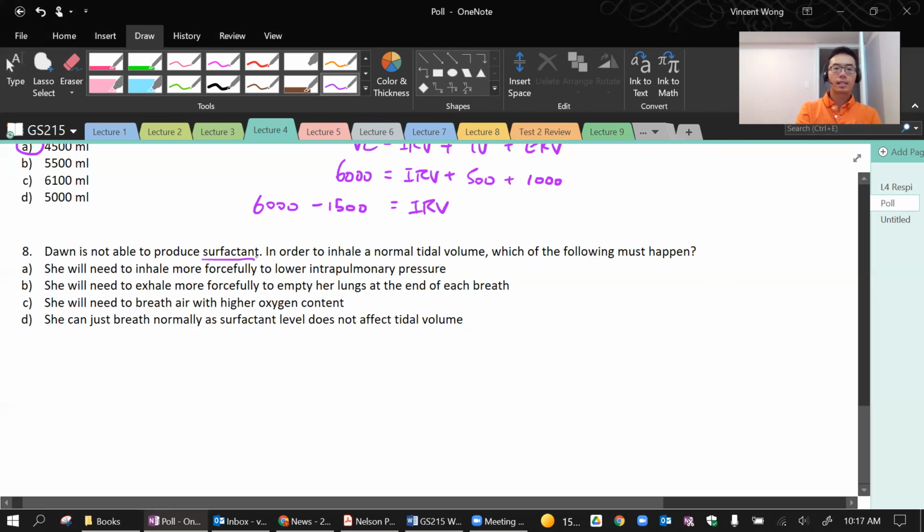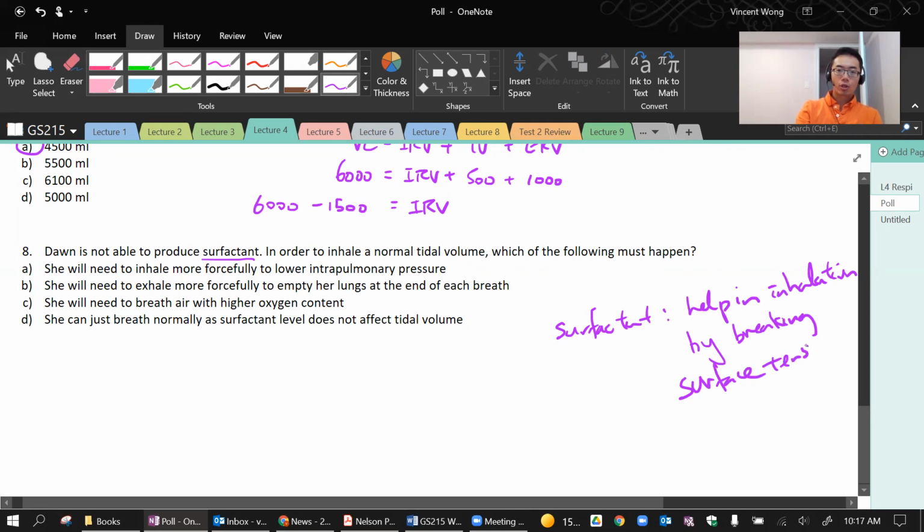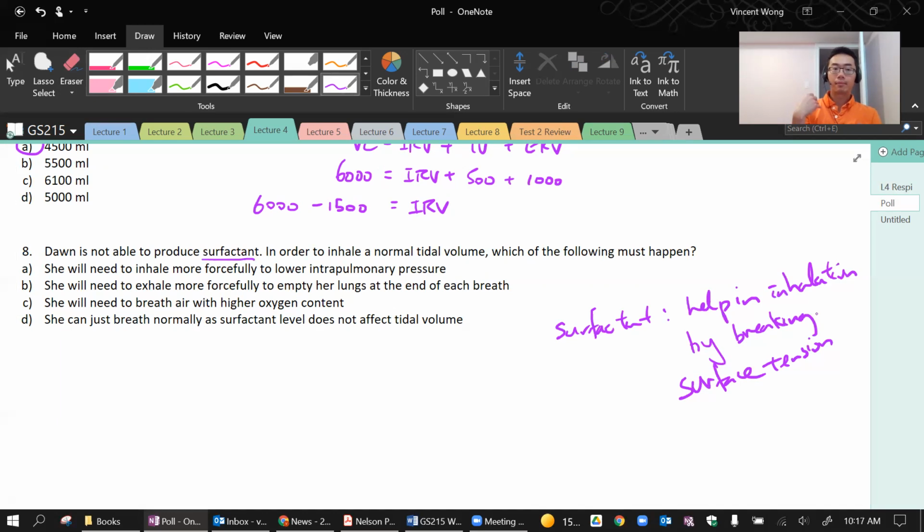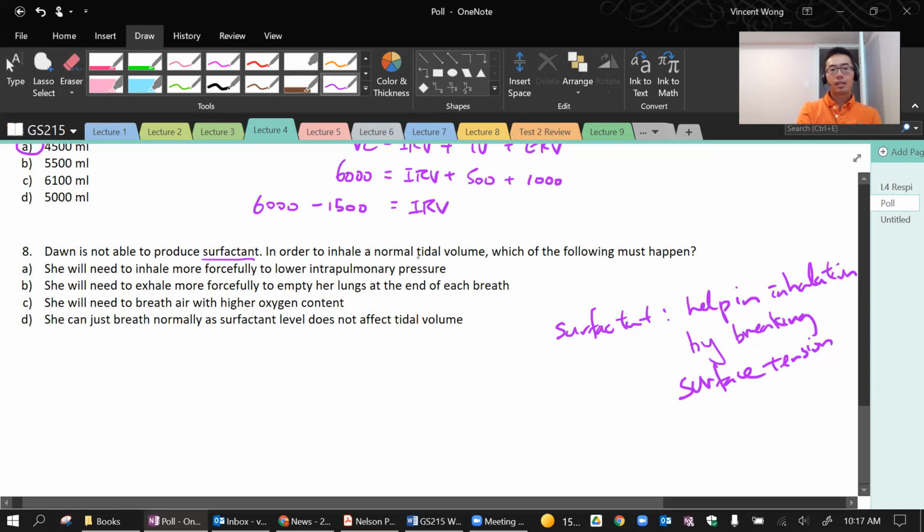So as we know, surfactant is going to help in inhalation, by breaking surface tension. So if you follow this logic, then not having enough surfactant means you would have a hard time breathing in. Okay, so how do you fix this? In order to have normal tidal volume, she will need to inhale more forcefully to lower the intrapulmonary pressure. That's the correct answer, right?